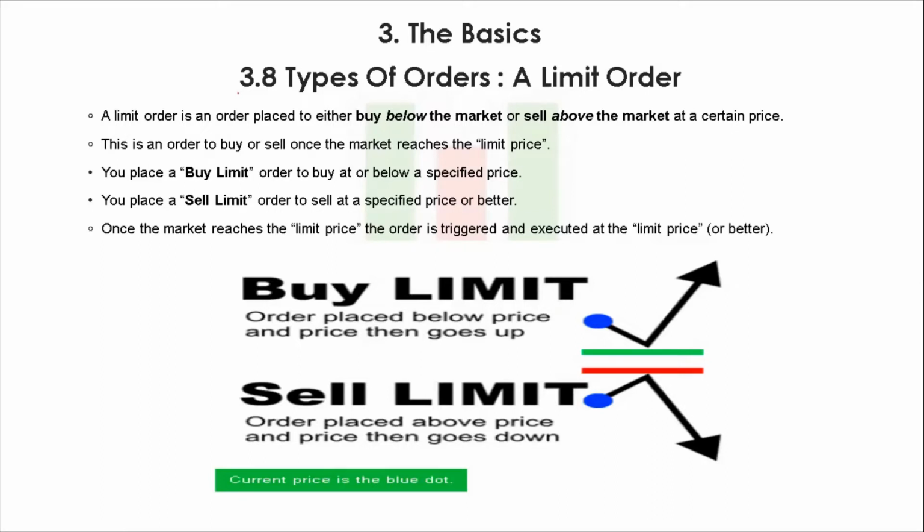For example, the blue dot on this picture is the current market price. If you place a buy limit, the price goes below the current price, and if you have a sell limit, the price goes above the current price. Now let me make an example of this real quick.